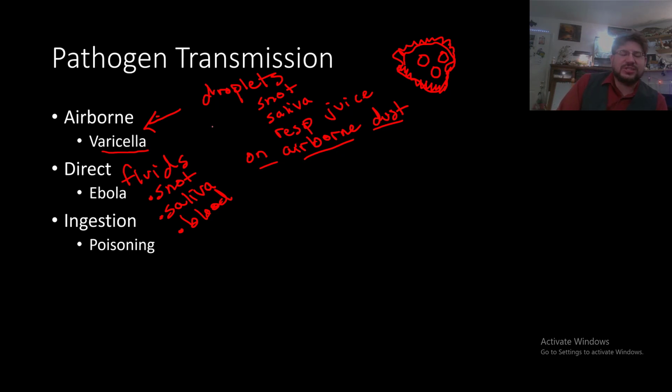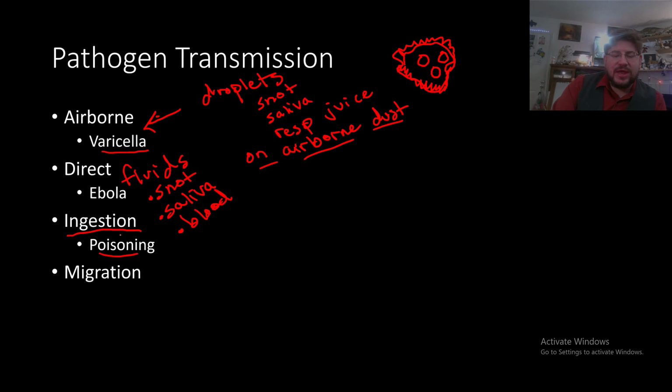Then there's ingestion. So you have to ingest the pathogen in order to actually get the disease. So it's not enough to breathe it in or to come into direct contact. You have to get that pathogen into your digestive system. So food poisonings are your gold star example of ingestion transmission.